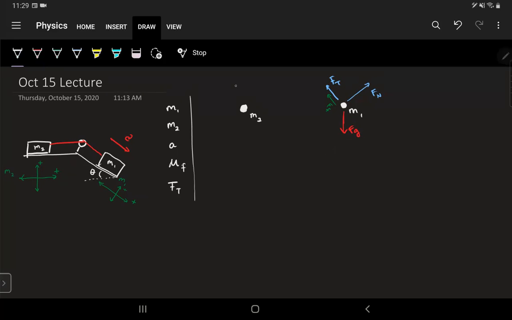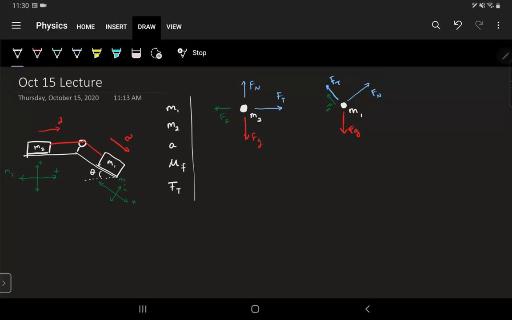So now we can do M2. The normal force goes up. The force of gravity acts down. The force of tension pulls this to the right because the string is on the right side. And there is a force of friction, which goes to the left here, because if M1 is moving to the right, M2 moves to the right as well.